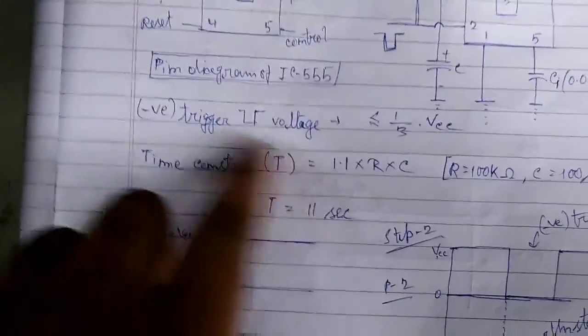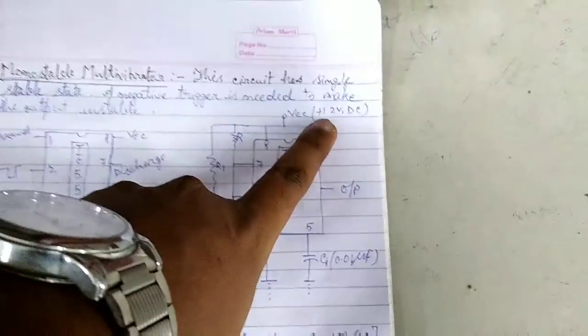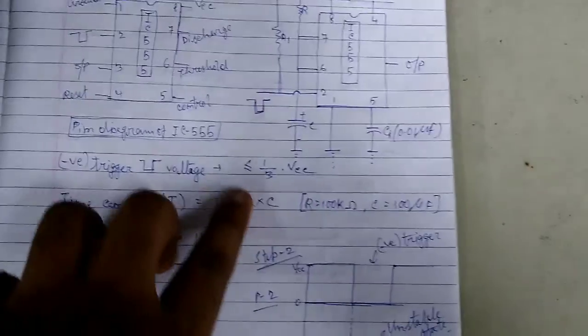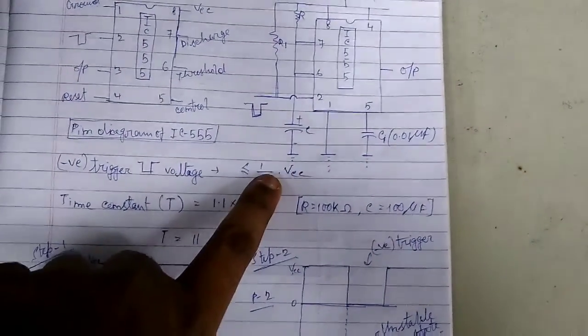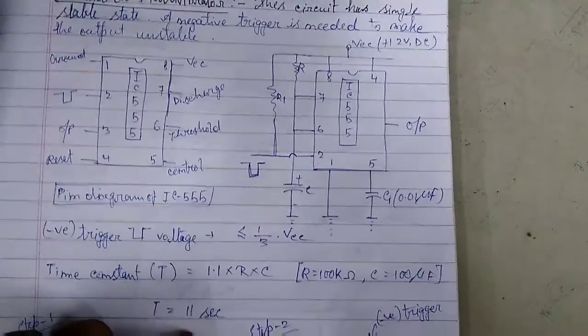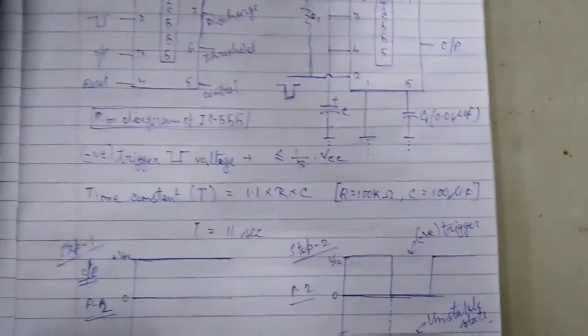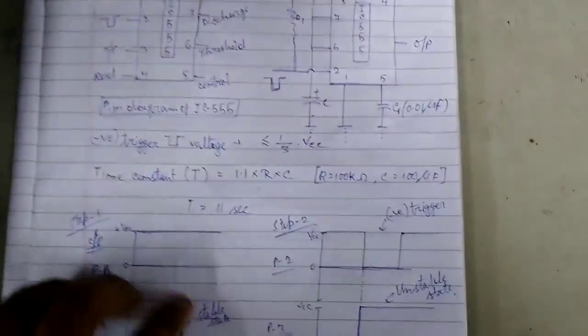This is the formula. Negative triggering voltage should be less than or equal to 1 by 3 VCC. Now if my VCC is 12 volt, then negative triggering voltage should be 4 volt or less than 4 volt. We will apply 0 volt here. That means we will apply negative triggering from the ground connection, 0 volt. And this is the calculation of monostable multivibrator.